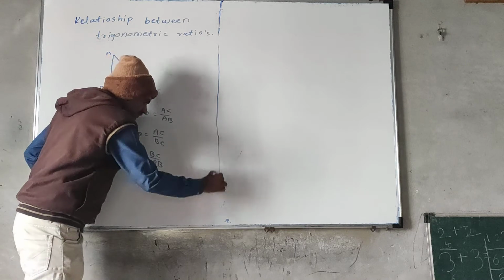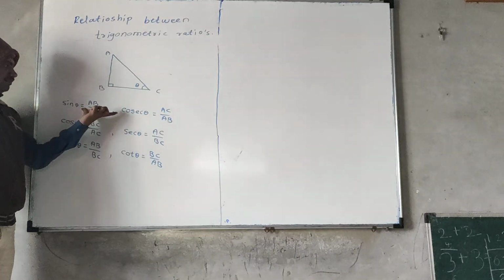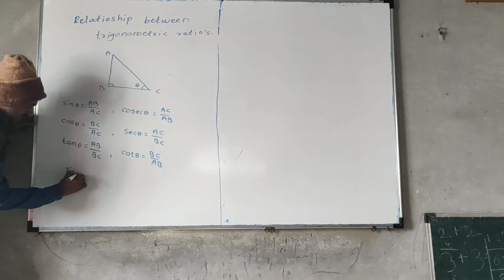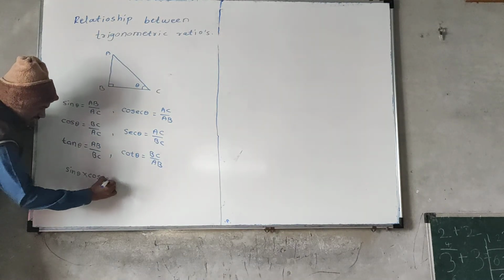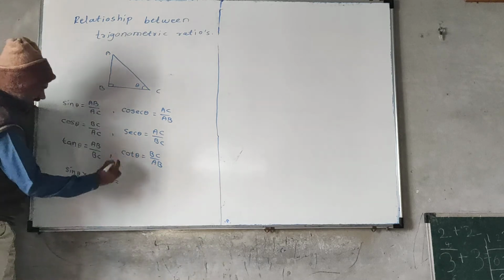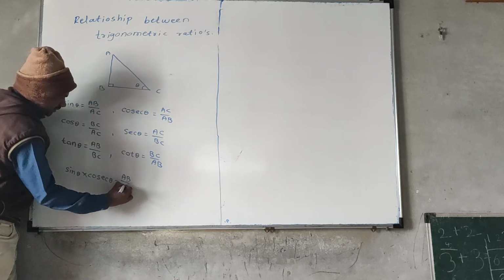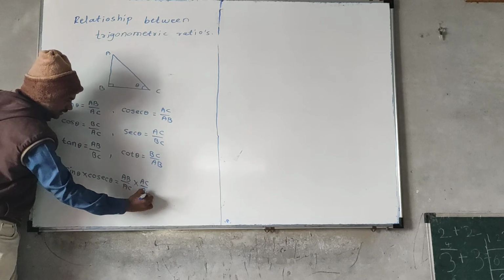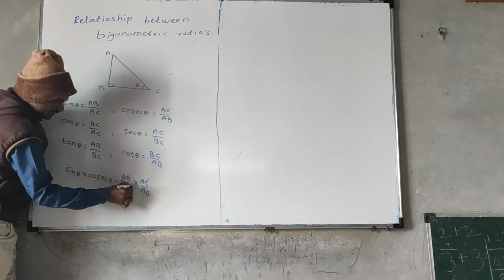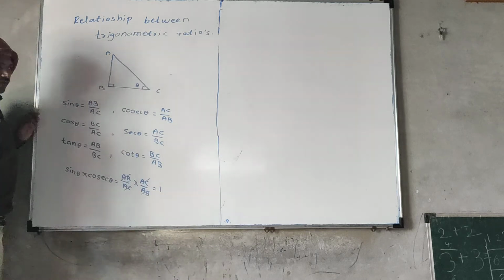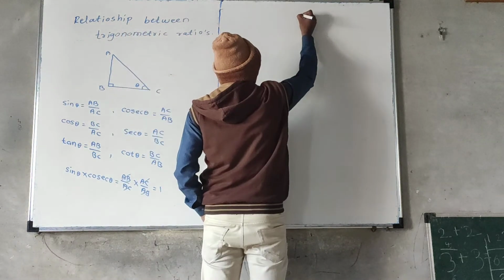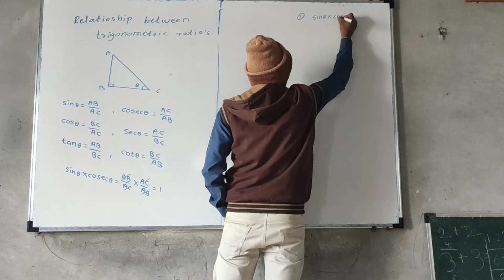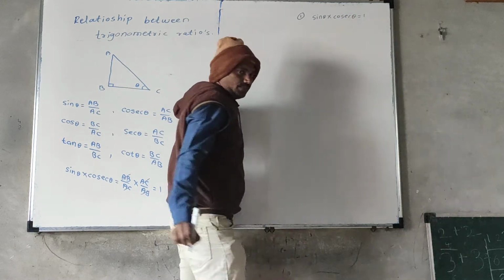After that, I will take the multiplication of these two trigonometric ratios, that is sin theta multiplied by cosec theta. Value of sin theta AB upon AC multiplied by cosec theta AC upon AB, AC cancels, that is equal to 1. We get the first formula, sin theta multiplied by cosec theta is equal to 1.